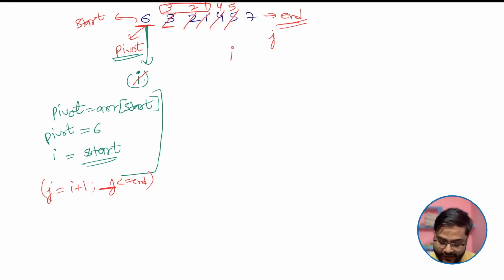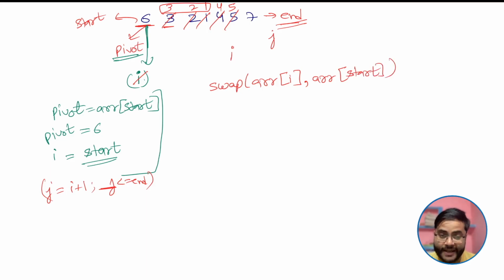Okay, now after this loop ends, what I will do, I will swap my array of I with array at start. Okay, because start contains the pivot element. So I will swap the positions of array of start with array of I, because I is pointing to the correct position of the pivot element. So let's swap 5 and 6. Okay, so this position is the correct position of our pivot element. So I holds the correct position of our pivot element.